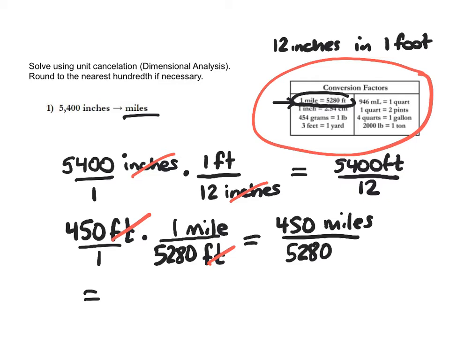I end up with 0.085. It says round to the nearest hundredth, so it's approximately 0.09 miles. Not even a tenth of a mile is 5,400 inches. Okay, next one.